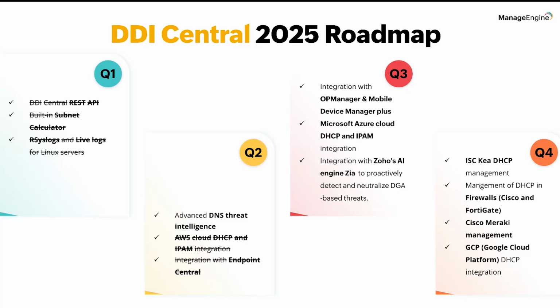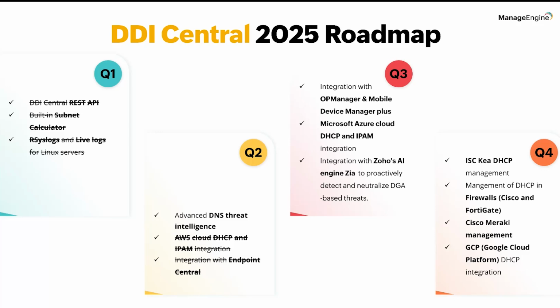So any attempt to access these growing domain names, the users will be blocked access. I mean, they will not be able to access these particular domain names. And if you feel they are infected or something, you can easily quarantine them with the DNS threat intelligence. So we are going to introduce DNS DR as well, so you can have effective response to these malicious or infected endpoints within your infrastructure. And we're also going to introduce integration with Zoho's AI engine called Zia. So this will help you proactively detect and neutralize domain generation algorithm based threats.